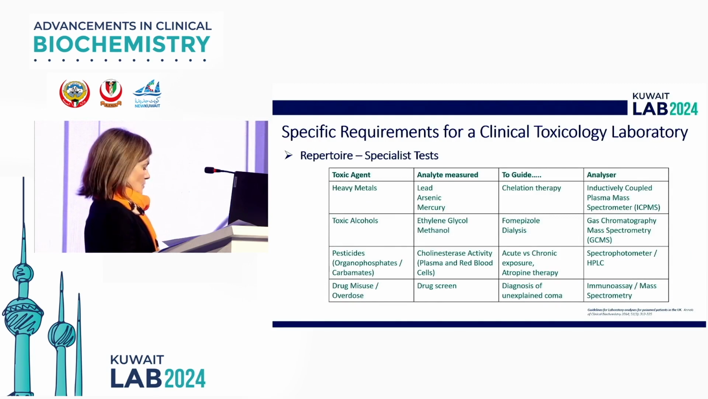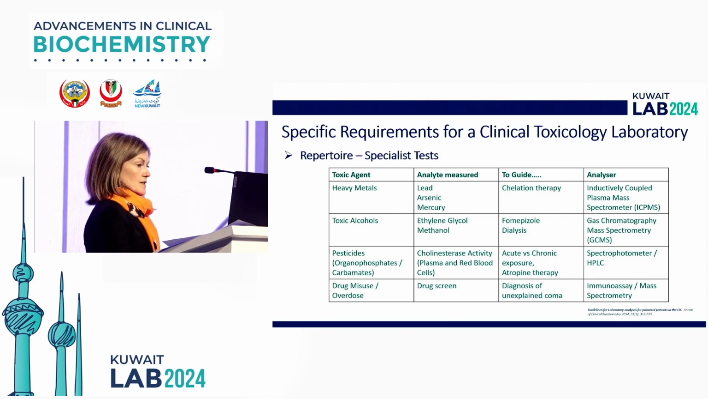So what repertoire do you need? In terms of toxicology, there are 4 main categories of toxic agents that you might need to measure. Heavy metals such as lead, arsenic, and mercury, to guide chelation therapy, and for that you would need an ICP-MS mass spectrometer in the main. Toxic alcohols such as ethylene glycol and methanol, to guide fomepizole or dialysis treatment, and that can be done using GC mass spec in the main.